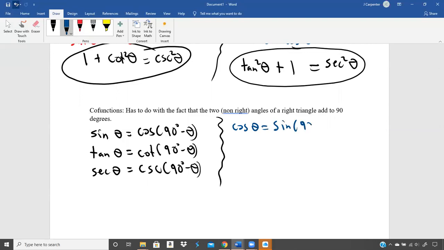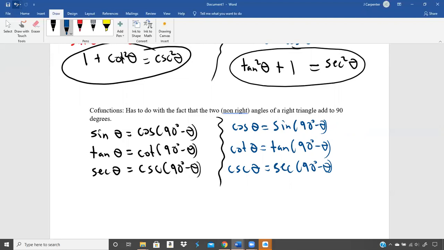Sine of 90 degrees minus theta. Notice the 90s come first. That is very important. The cotangent of an angle theta is the tangent of 90 degrees minus the angle, or pi over 2 minus the angle. And the cosecant of an angle is the same as the secant of 90 degrees minus the angle. There we go.